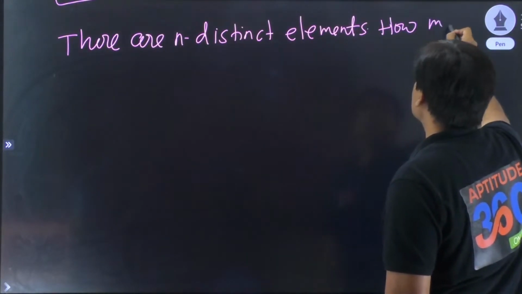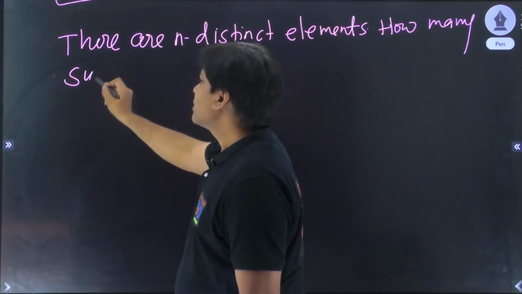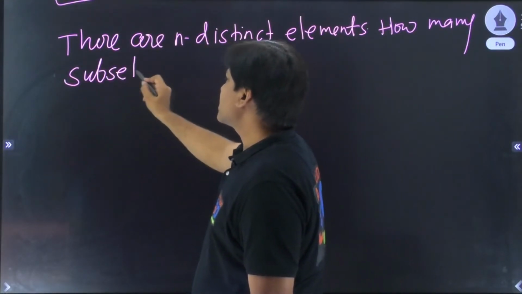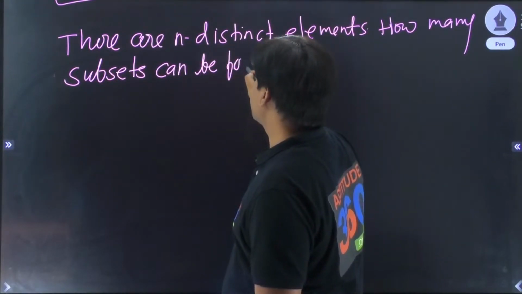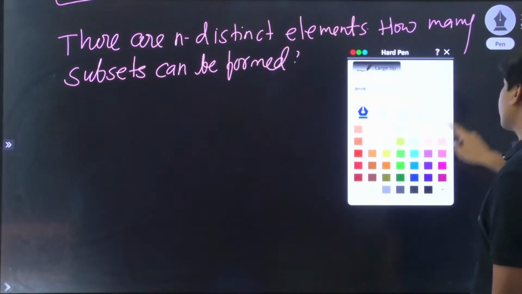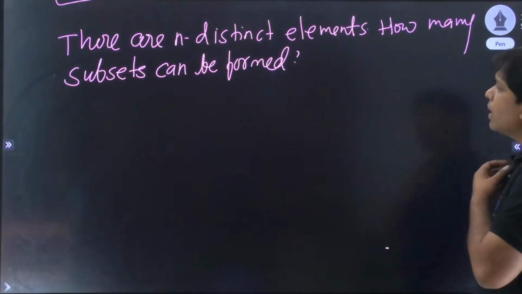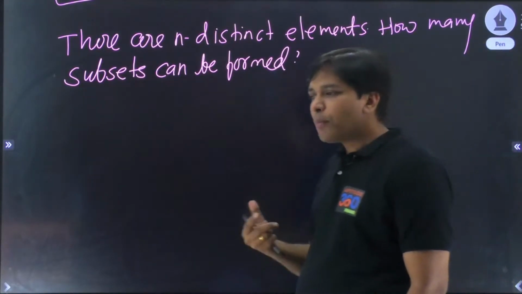And the question is, how many subsets can be formed? What do you think is the answer? There are n distinct elements. How many subsets can be formed?